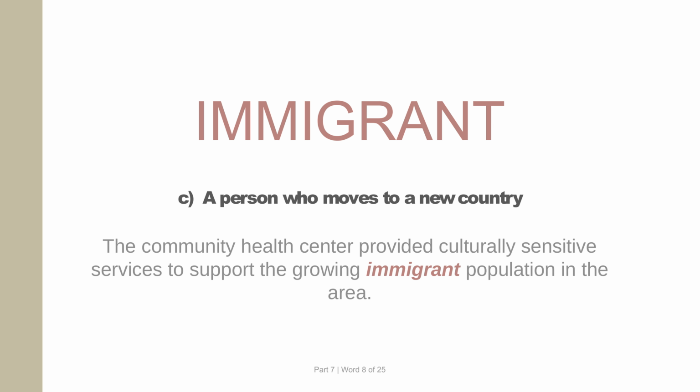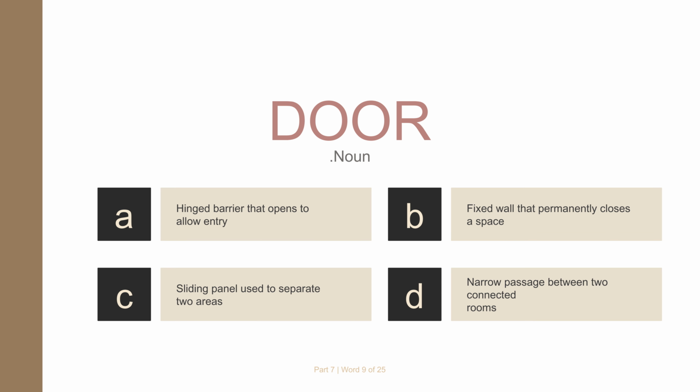Question 9. What is the meaning of door? Option A. Hinged barrier that opens to allow entry. Option B. Fixed wall that permanently closes a space. Option C. Sliding panel used to separate two areas. Option D. Narrow passage between two connected rooms.